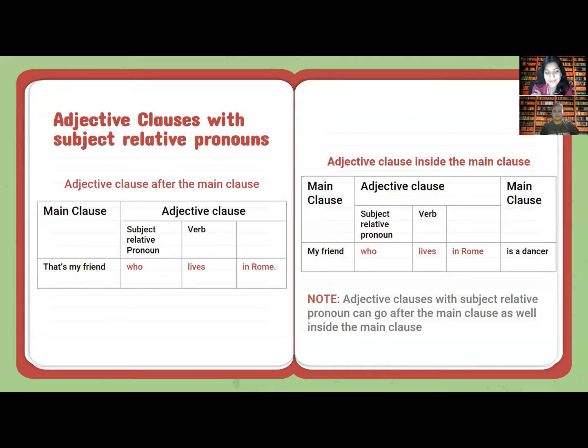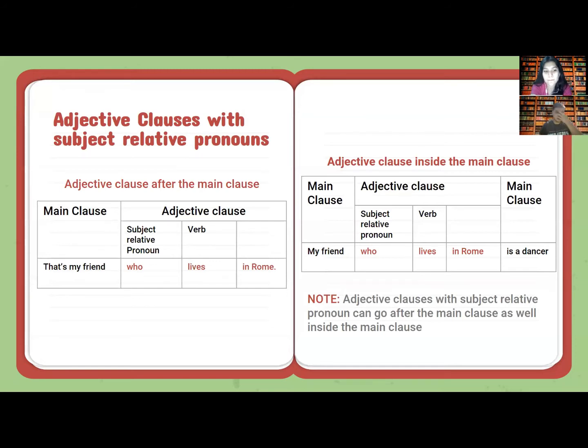Who lives in Rome helps us to identify a specific friend in this case. I could have many friends and I want to specify only one. So I'm going to use an adjective clause. For example, that's my friend who lives in Rome. That's my friend who is a dancer.